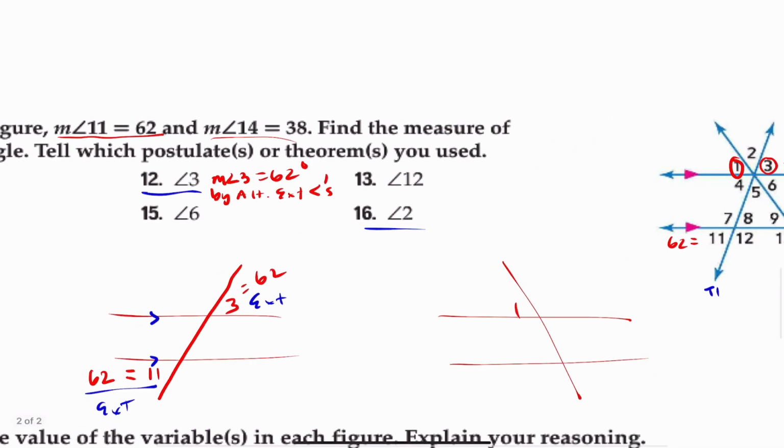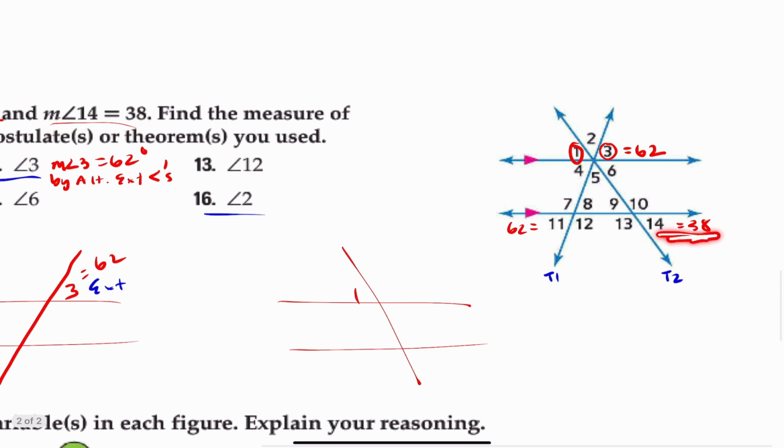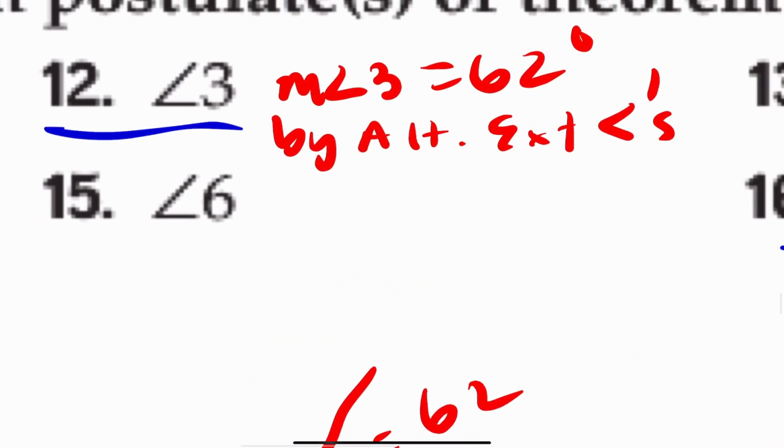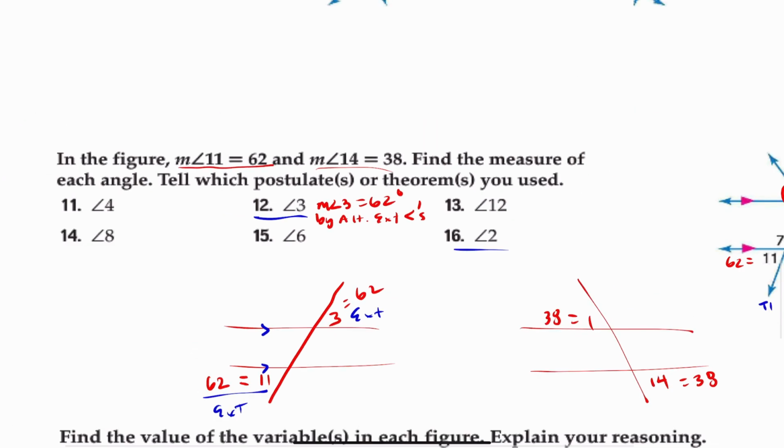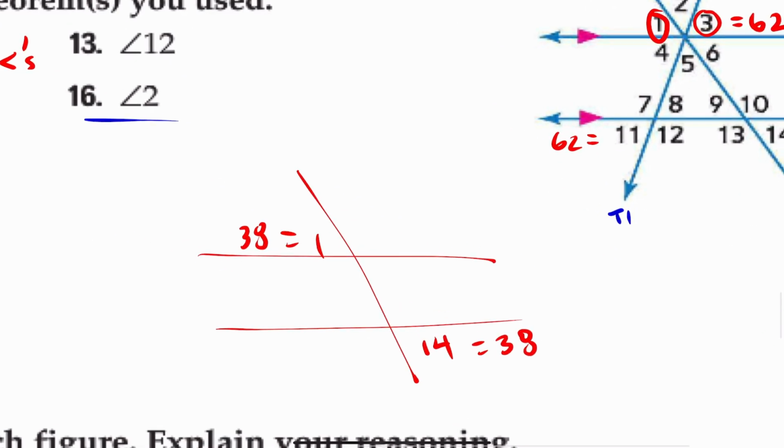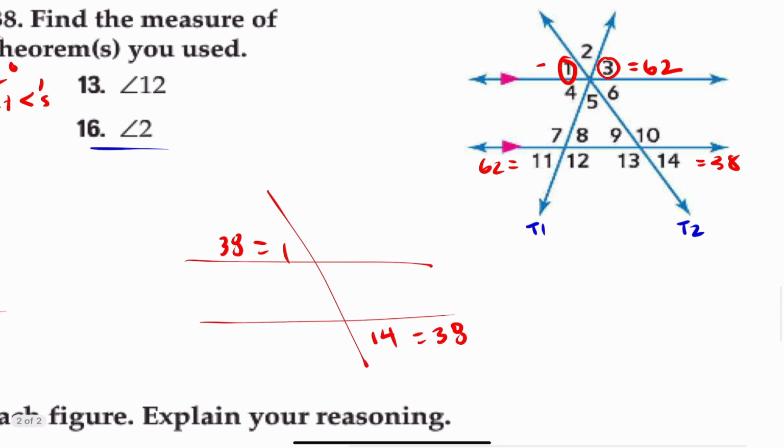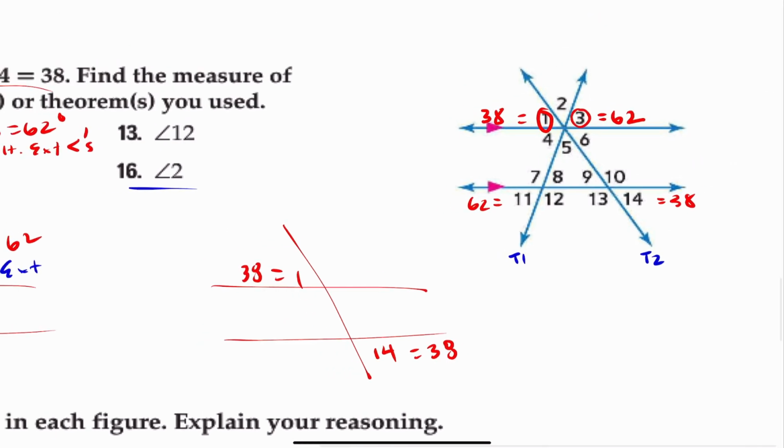And 14, that was our given. We already know what 14 is, and it's part of this transversal, right? So I put 14 there. And that is 38, and then this also has to be 38 because of the alternate exterior angles theorem, if you didn't catch on. So here, that's 38.